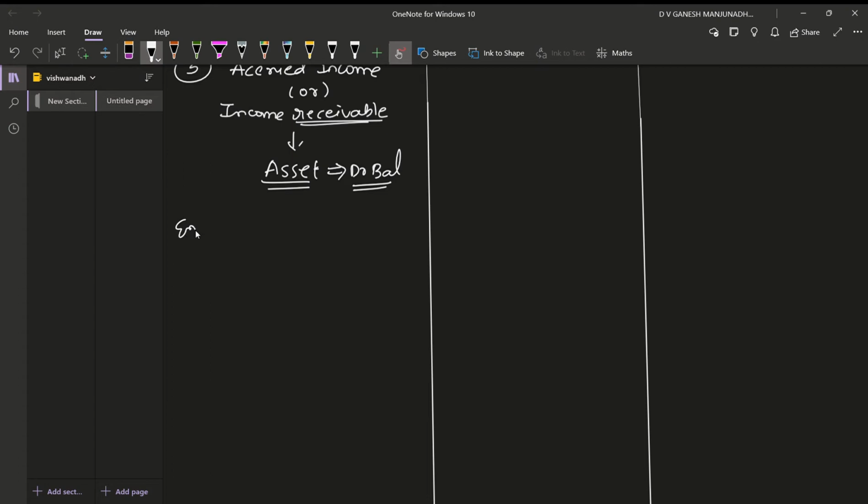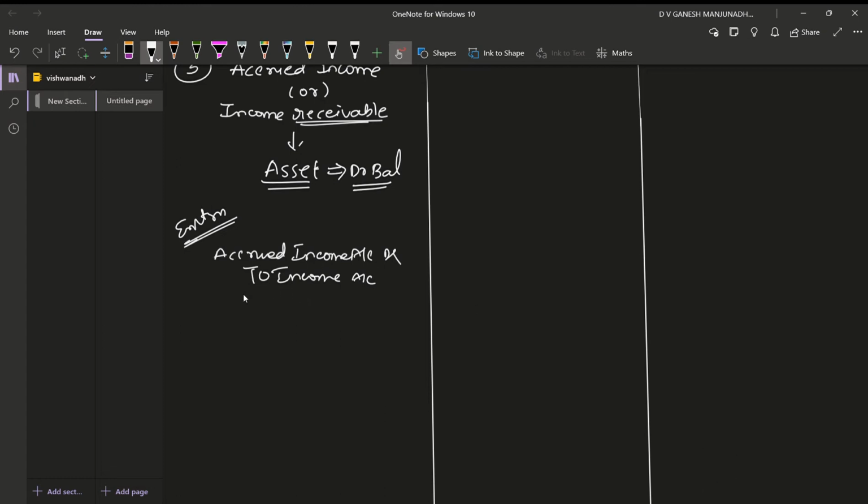What would be the entry? The entry would be accrued income account debtor to income account. Okay, accrued income account debtor to income account. This is the adjustment entry.